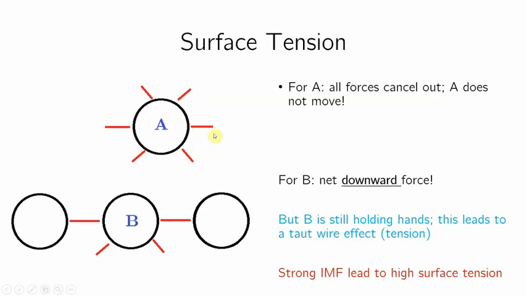So imagine you're holding hands with 2 people, and they're pulling you in both directions at the same rate. You're not going to move. The forces kind of cancel. So this is what happens. This cancels this. This cancels this. This cancels this. A doesn't move.